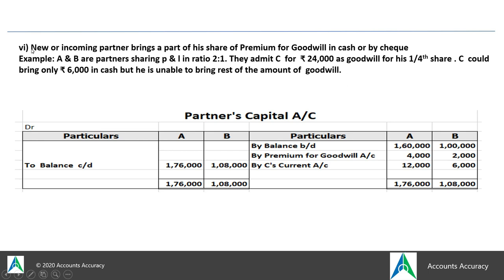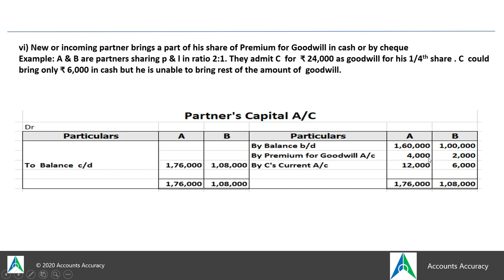Now the next case is when the new or incoming partner could bring only a part of his share of premium for goodwill in cash or by cheque, but the rest of the amount he could not bring in cash. You can see it with an example. Suppose A and B are partners sharing profits and losses in the ratio 2:1, and they admit C for 24,000 of goodwill. 24,000 minus 6,000 is 18,000. He could only bring 6,000; the rest, 18,000, he is unable to bring in cash. That you need to raise from his current account.